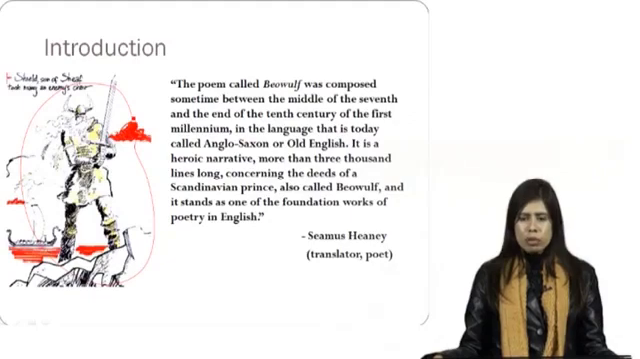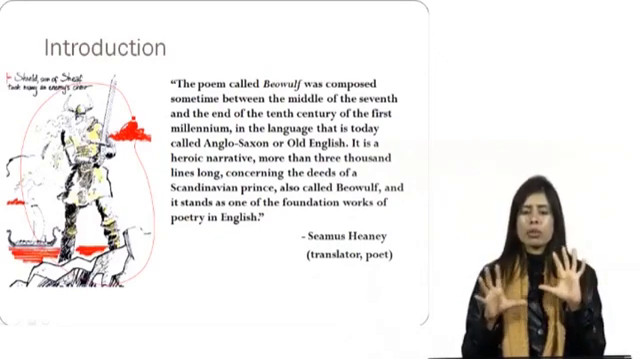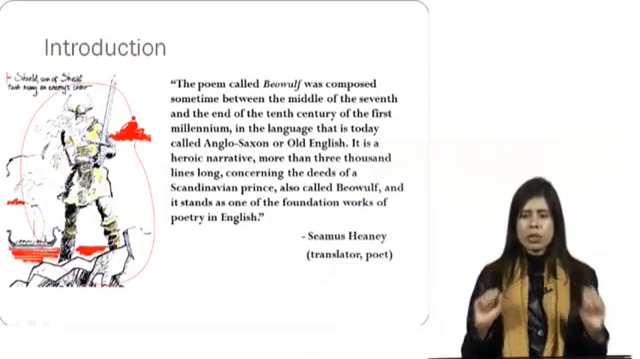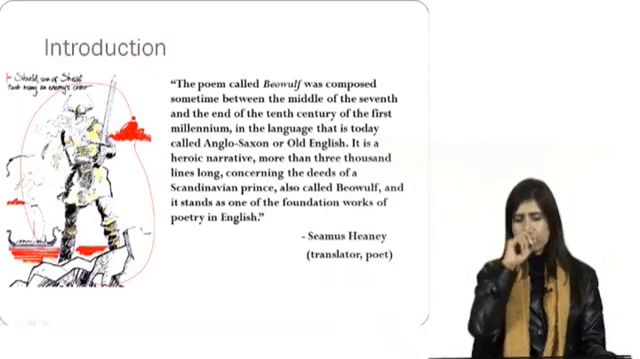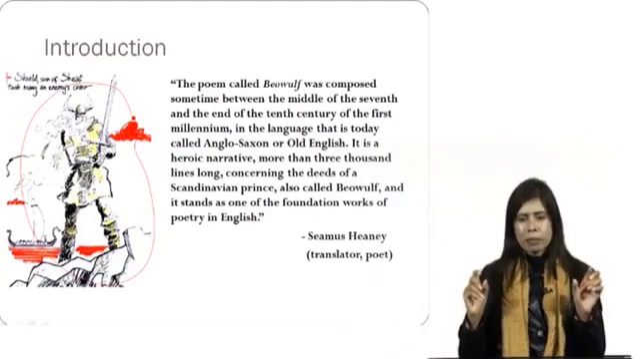The poem called Beowulf was composed sometime between the middle of the 7th and the end of the 10th century. So it has a very long tradition, which started in the middle of the 7th century and ended at the end of the 10th century of the first millennium, in the language that is today called Anglo-Saxon or Old English. My dear students, it was written in Anglo-Saxon or Old English. It is a heroic narrative, more than 3,000 lines long. That is why this is known as an epic, because it is more than 3,000 lines long.